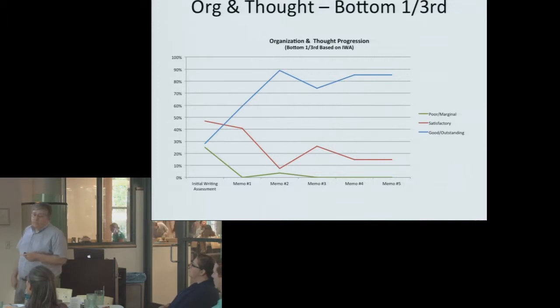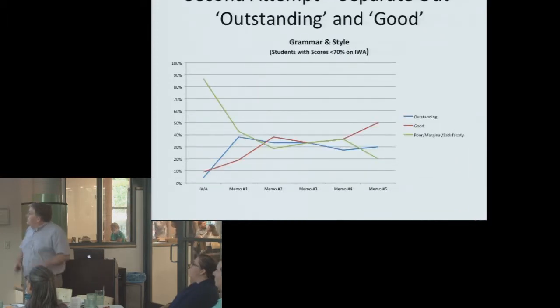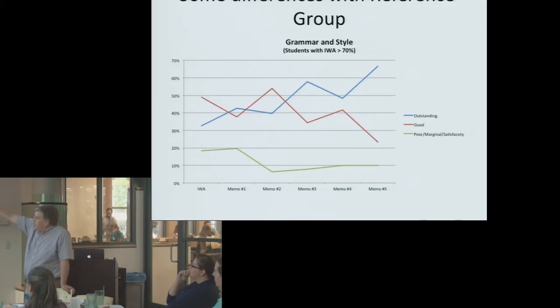Is it the next one? Yes, the next one, I'm sorry. This is grammar and style on this one, and you can see what you see here. I thought this was hard to figure out what was going on. But you see the poor and satisfactory definitely going down, but it did plateau and go down. You saw the good going up, and the outstanding, once they got to the memo 1, which was all the same classes, pretty similar, basically.